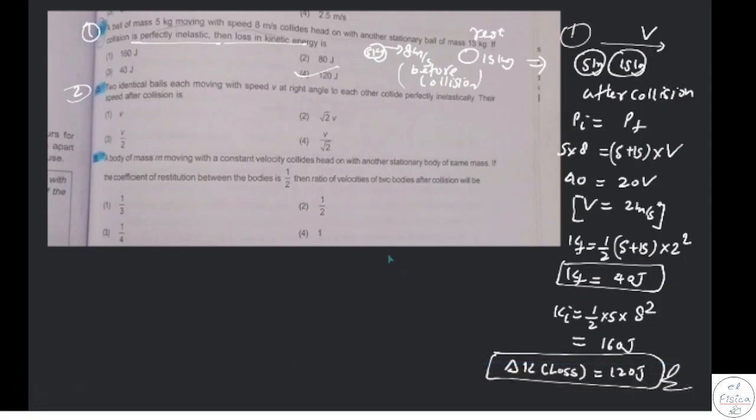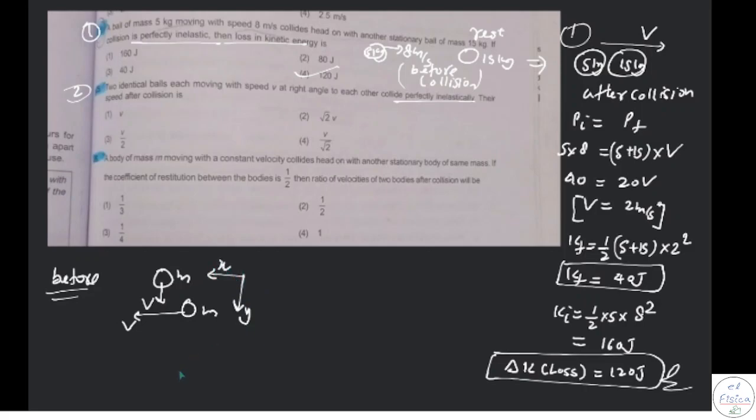The next question is two identical balls, each moving with speed v at right angle to each other, collide perfectly inelastically. Their speed after collision is asked. So the situation will be like this before collision. One has velocity v and mass m, another has velocity v and mass m. Both are moving perpendicular to each other. Let's suppose this is the y axis and this is the x axis.